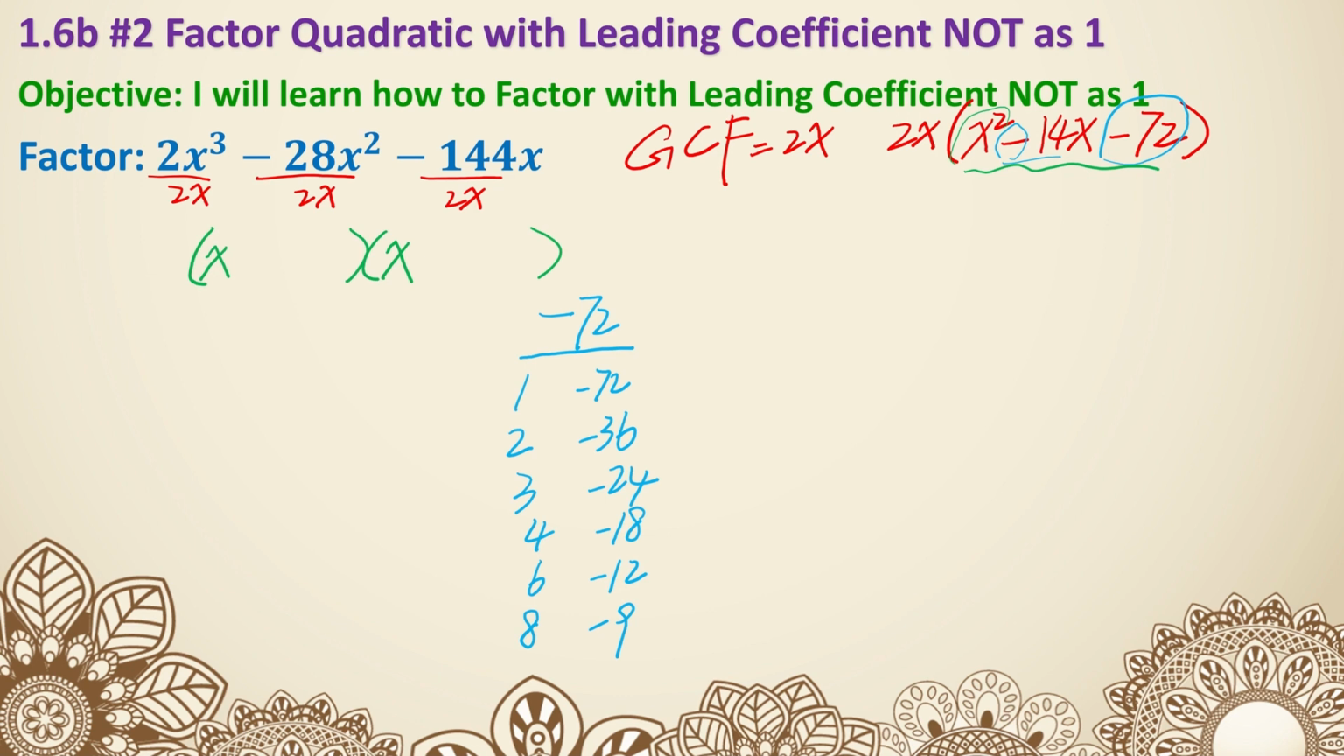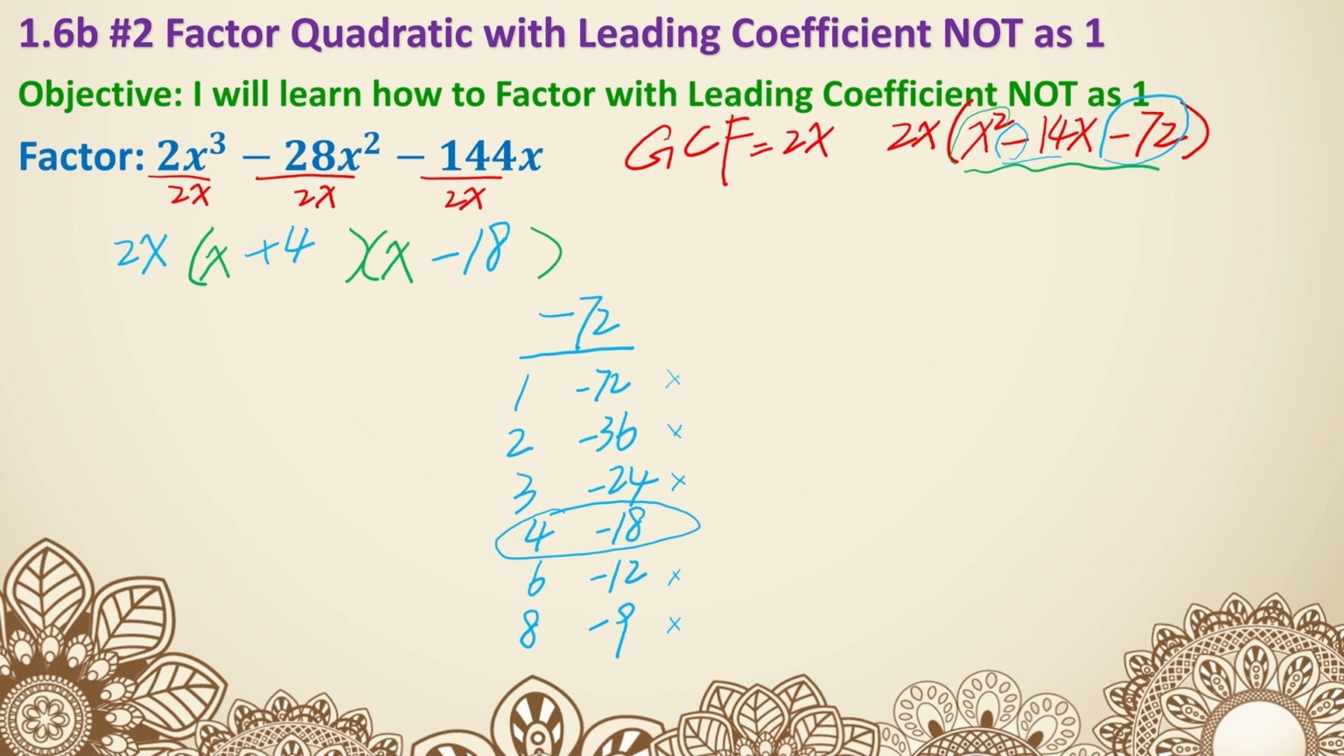Now let's check which pair adds up to negative 14. The first one is negative 71. That's negative 34. That is negative 21. And that one is negative 14. That would be negative 6. That would be negative 1. So that's the only one. We're going to have a plus 4 and a minus 18 inside the parentheses. But don't forget the GCF, which is 2x, in the front.